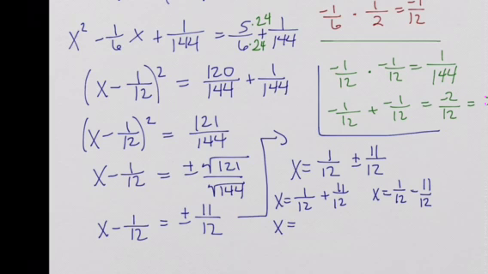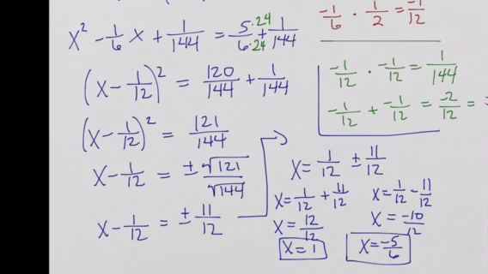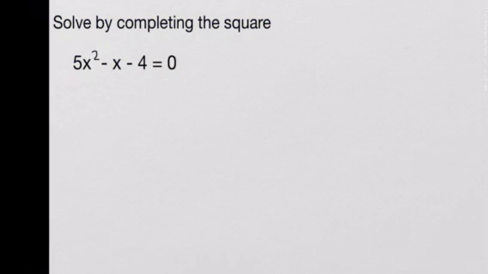So x is equal to 12 over 12, which gives us x equals 1. And then we have x is equal to negative 10 over 12, which is negative 5 over 6. So there are our two solutions. We're asked to solve by completing the square.